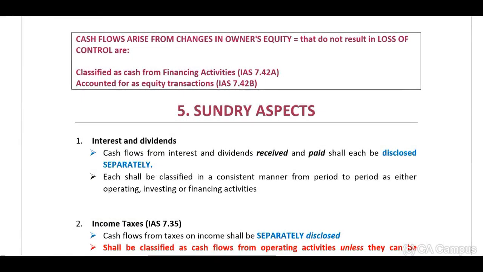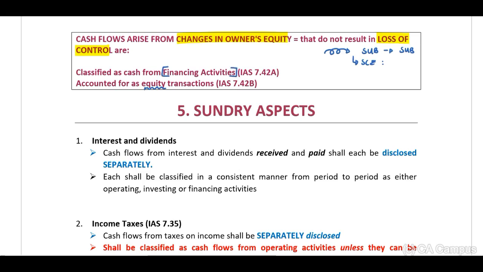Cash flows arise from changes in owner's equity that do not result in a loss of control. Now, important, they indicate to us that when we have a change in our owner's equity, where a subsidiary remains a subsidiary, remember that we indicate that this is an equity transaction, and in our statement of changes in equity, we add an additional column relating to changes in owner's equity. Now, the standard indicates to us that cash flows arising from these transactions should be included in our financing activities.